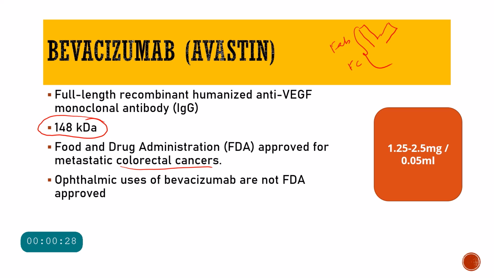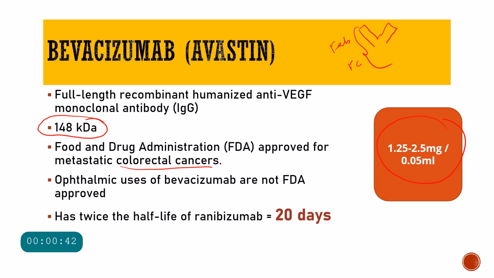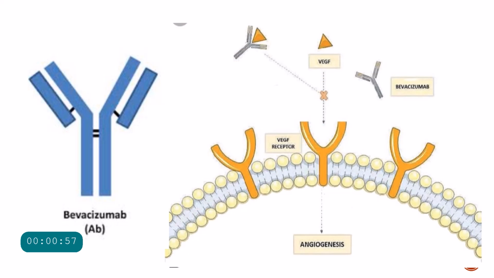It is not approved by FDA for ophthalmic use. It was approved for the treatment of colorectal cancer. Coming to the dosage, it is 1.25 to 2.5 milligrams per 0.05 ml. Since it's a bigger molecule, the serum half-life of bevacizumab is about 20 days, quite double that of ranibizumab. And why is that? I will tell you in a short while.